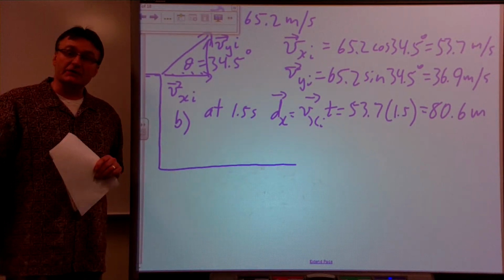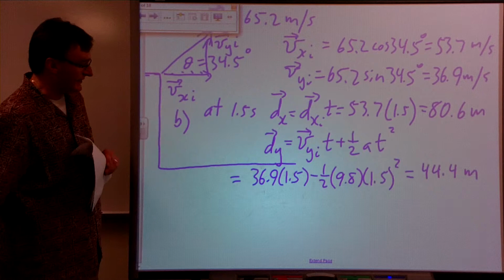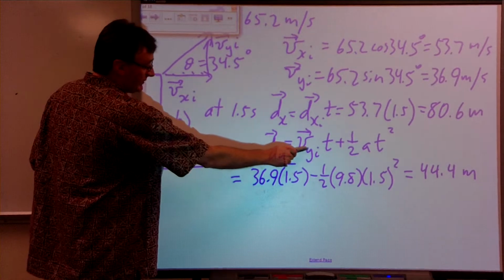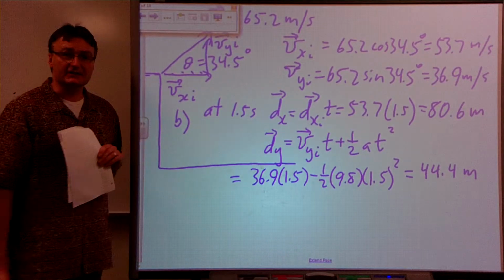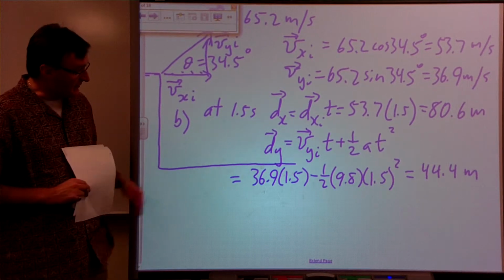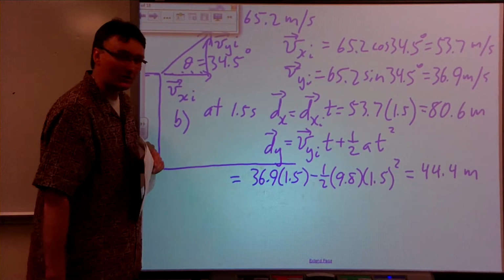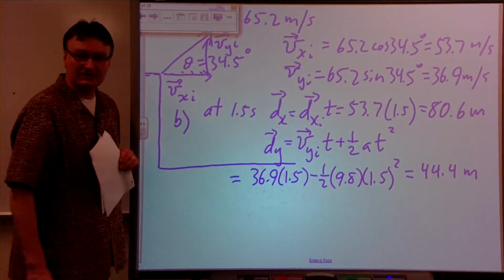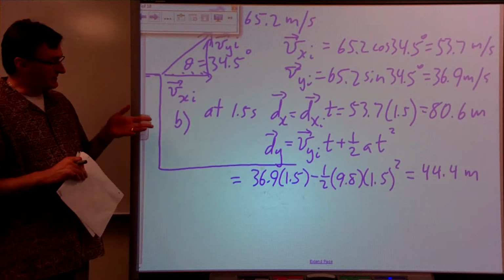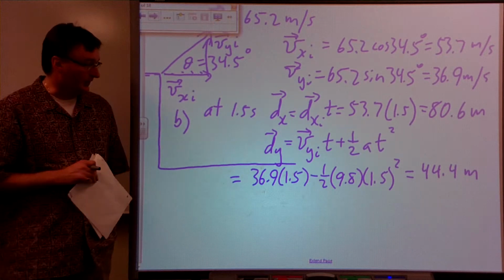Now we do have acceleration in the y direction, so we can't use that equation for the y direction. So we have to use this one here. So displacement in the y direction is the initial velocity in the y direction times t plus 1/2 at squared. And again, that's just one of the equations formulas that we've been working with lately. And we just need to put the numbers in there. And so we get, I trust that you can do the math. Be careful how you punch it in your calculator, but you should get 44.4 meters. So the displacement in the x direction is 80.6 meters, and in the y direction it's 44.4 meters.